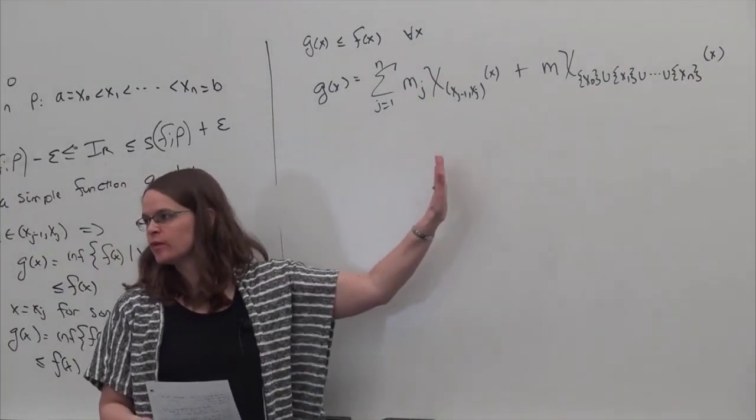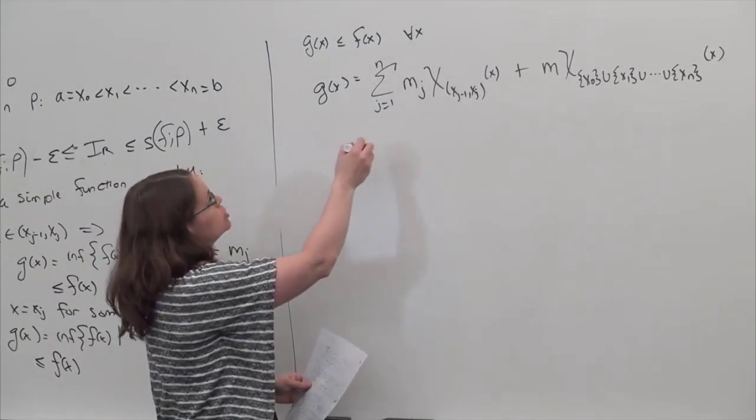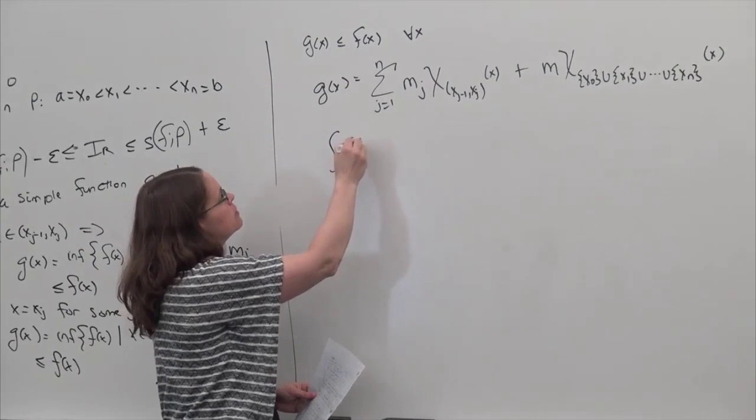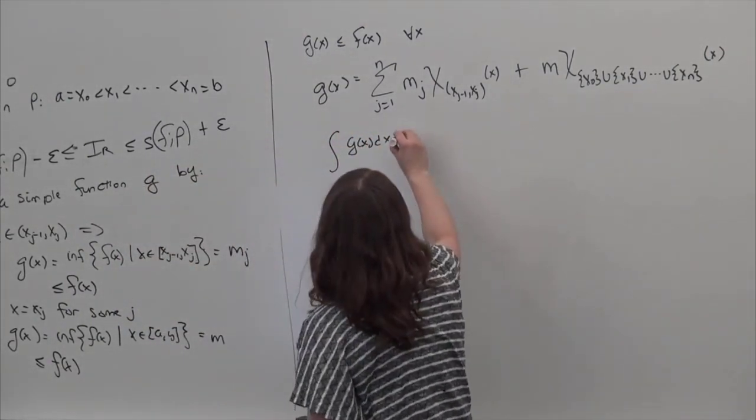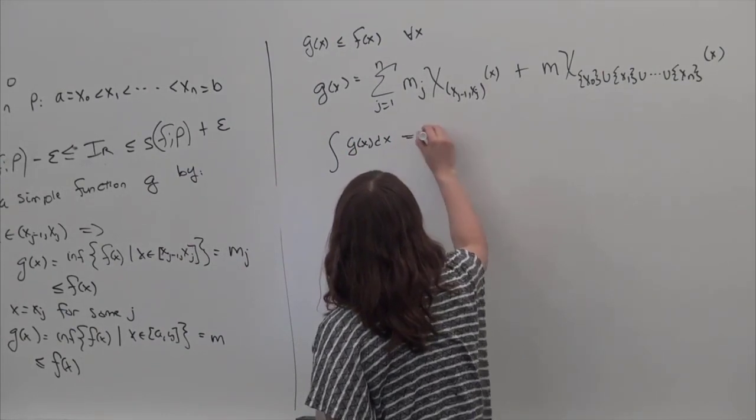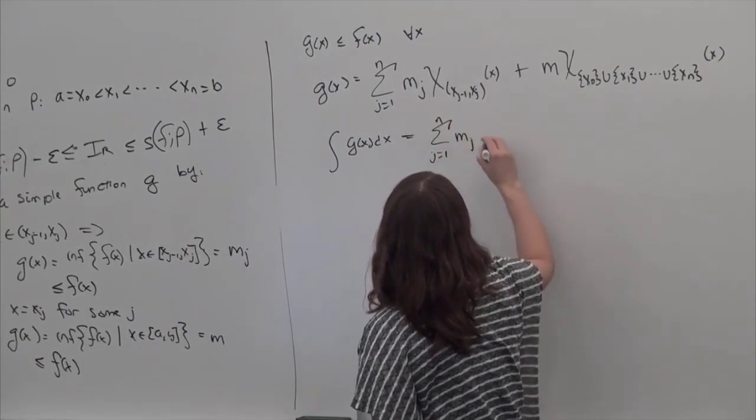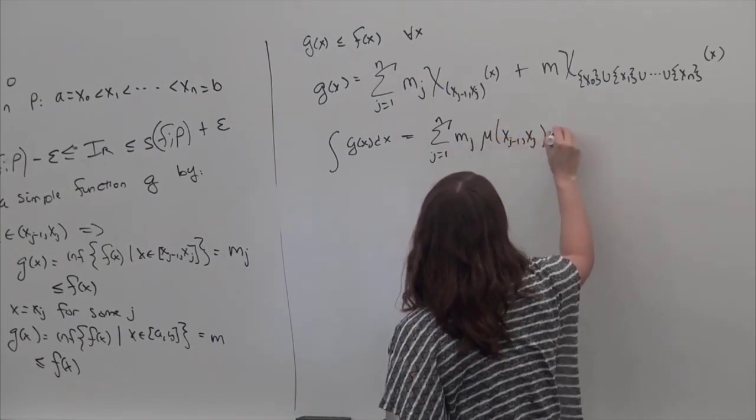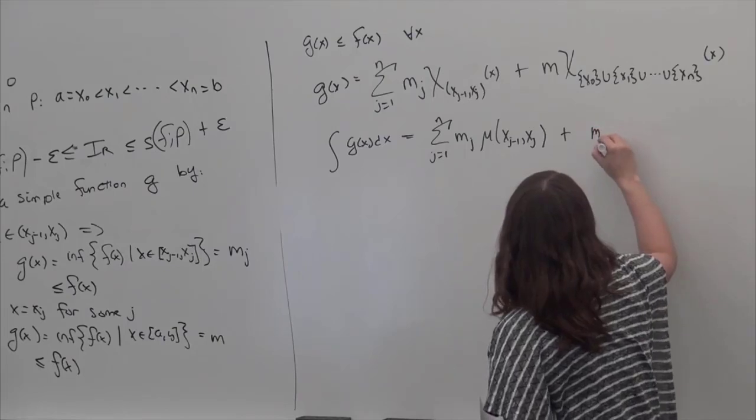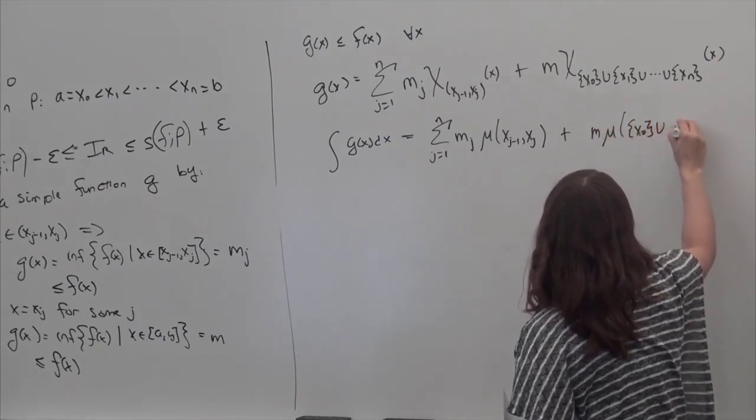And now this is something that we can integrate very easily, right? So since g is simple, what is this going to be? This is going to be the sum of mj times the measure of this interval plus m times the measure of our set of endpoints.